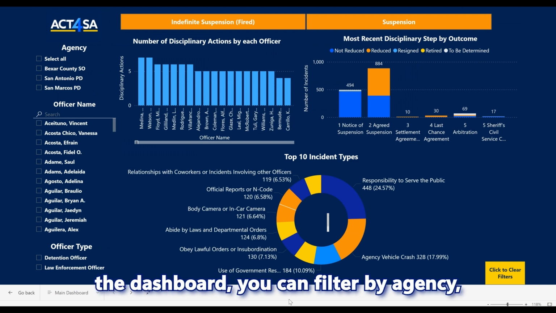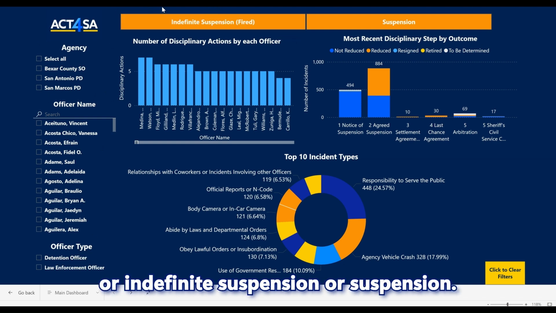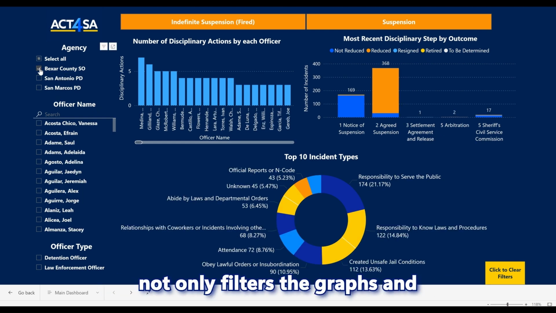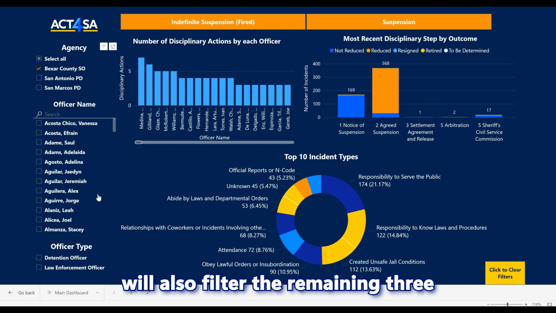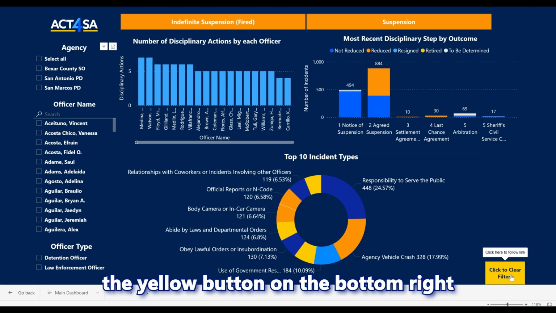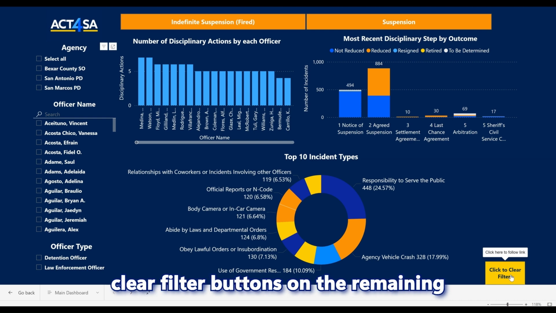On the first page of the dashboard, you can filter by agency, officer name, officer type, and/or indefinite suspension or suspension. When you choose any of these filters, it not only filters the graphs and information on the first page, but it will also filter the remaining 3 pages. To clear all the filters, click the yellow button on the bottom right corner. You will also find yellow clear filter buttons on the remaining pages.